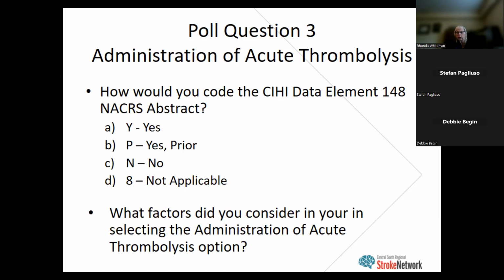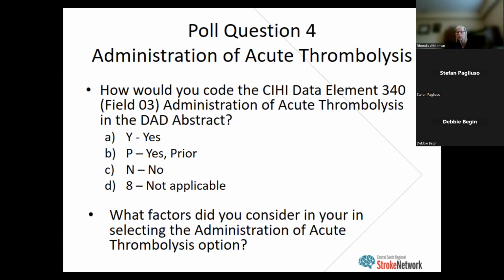So in this situation, again, it would be considered yes in the NACRS abstract. How would we code it in the DAD abstract for thrombolysis in this case? Again, I'll launch the poll. So, a similar but different question: how would you capture it in the DAD abstract when the patient was repatriated back?